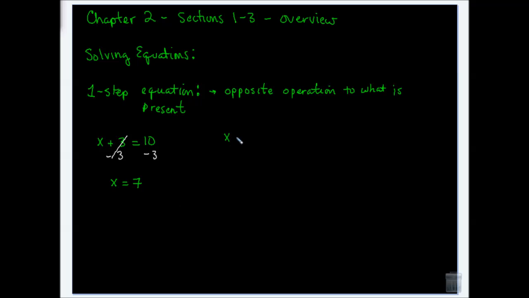If I have subtraction, I'm going to add to both sides, again, because these will cancel. And I'm left with an x. And then negative 15 plus 6 is negative 9.